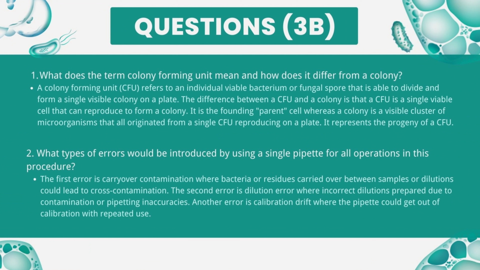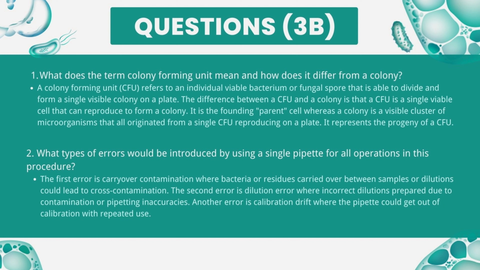Now we will move on to the questions for part 3B. The first question is, what does the term colony forming unit mean and how does it differ from a colony? A colony forming unit, CFU, refers to an individual viable bacterium or fungal spore that is able to divide and form a single visible colony on a plate. The difference between a CFU and a colony is that a CFU is a single viable cell that can reproduce to form a colony. It is the founding parent cell, whereas a colony is a visible cluster of microorganisms that all originated from a single CFU reproducing on a plate. It represents the progeny of a CFU.